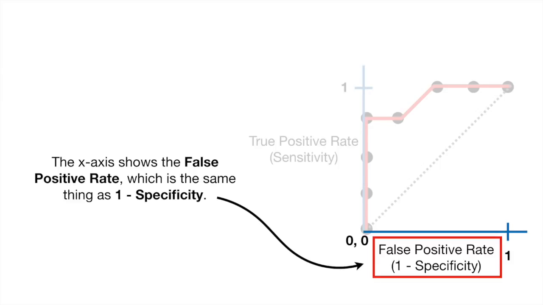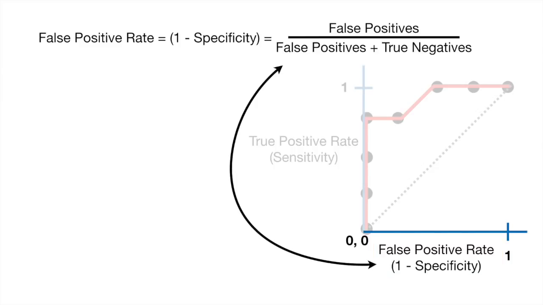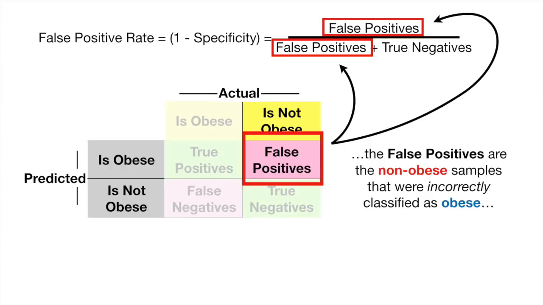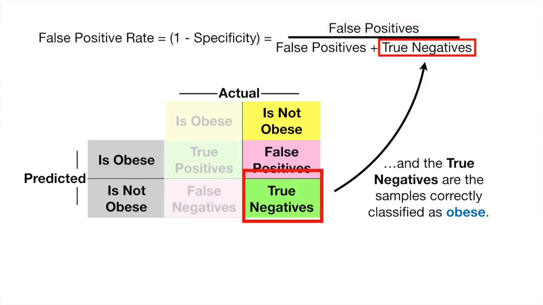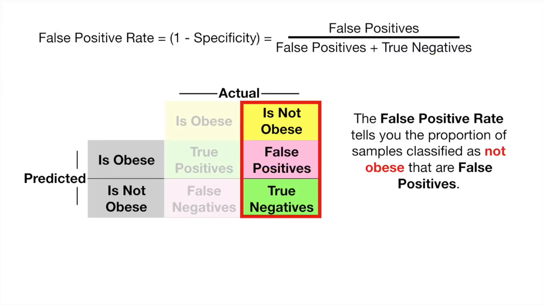The x-axis shows the false positive rate, which is the same thing as 1 minus specificity. The false positive rate is the false positives divided by the sum of the false positives and true negatives. The false positives are the non-obese samples that were incorrectly classified as obese, and the true negatives are the samples correctly classified as not obese. The false positive rate tells you the proportion of samples that are not obese that are false positives.